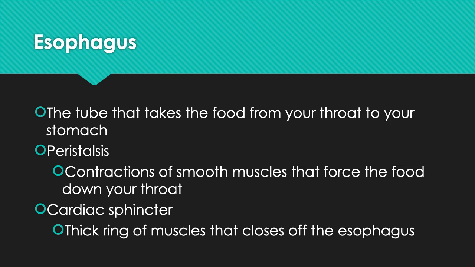And that takes us to the cardiac sphincter. It's a thick ring of muscles that closes off the esophagus. Right at the end of the esophagus, right before it gets to your stomach, there's a thing called the cardiac sphincter, and it closes off that esophagus.